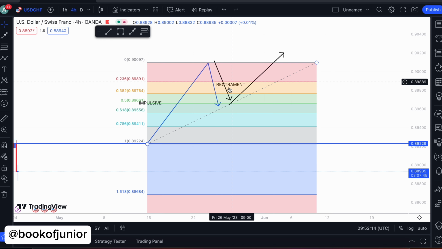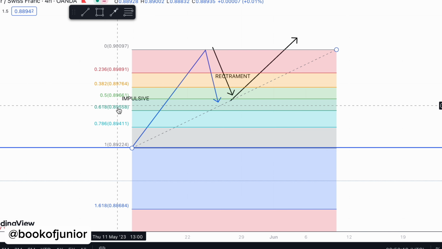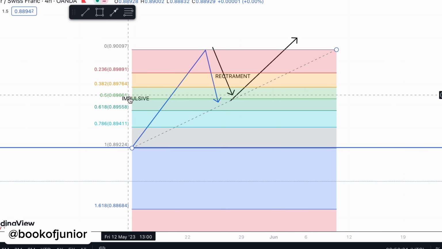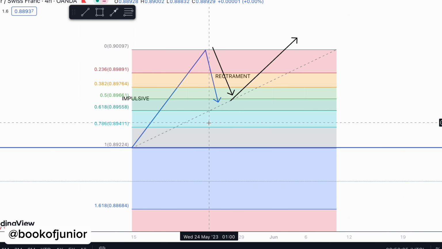So the most important points in the Fibonacci are the 0.5 level and the 0.6 level. These are the two most important points in the Fibonacci, and the reason for this is because price is most of the time retracing to levels where it has already been.